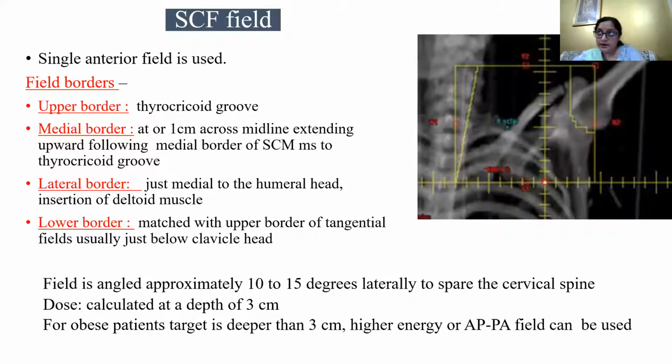Otherwise, of the two guidelines that I've discussed, the ESTRO says that we have to stop short above the pec major muscle, and the RTOG guidelines say that we have to go up to the rib pleura interface. So going further down, I don't know. At least there are no guidelines for that. Yes, ma'am.